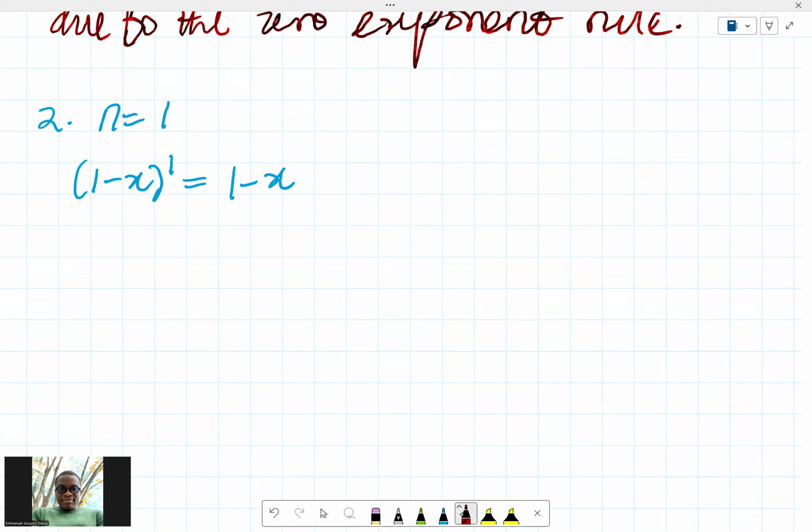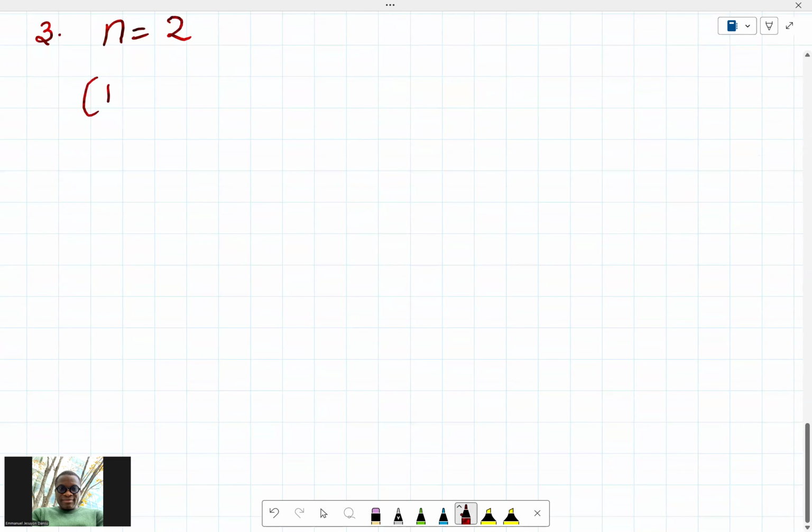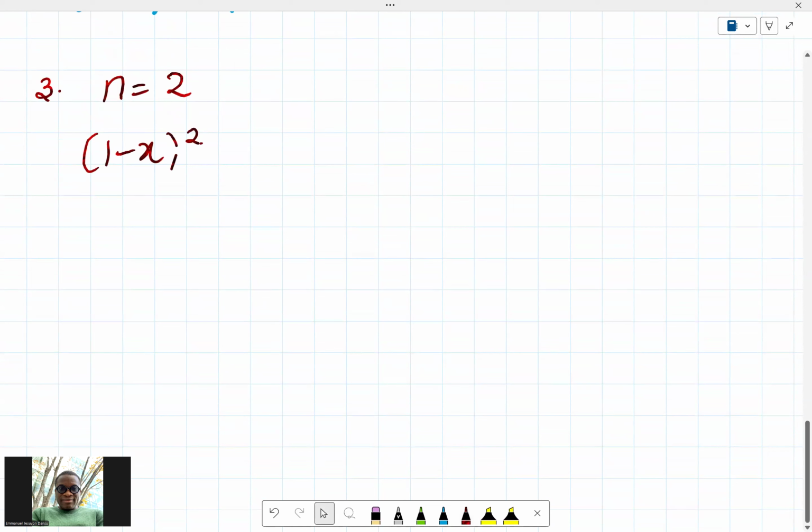Next, let's consider where n is equal to 2. So when n is equal to 2, you have 1 minus x raised to power 2. This will actually be only 3 terms, right? This will simply be 1 minus 2x plus x squared, which is 3 terms.